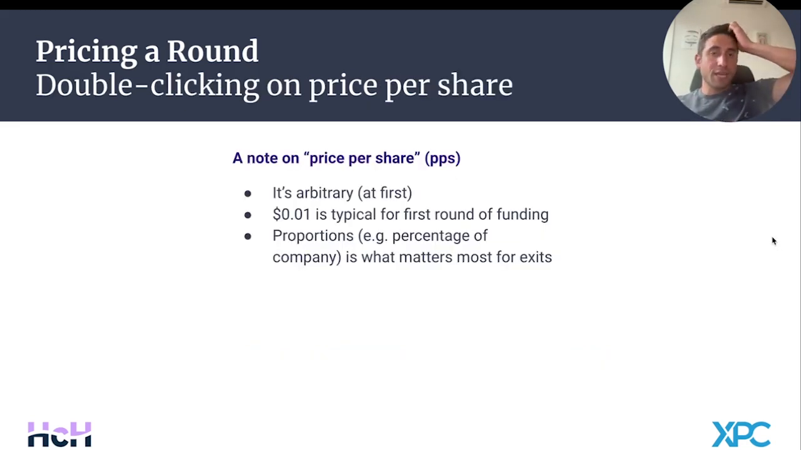So now thinking about price per share. First up, it is arbitrary at first. You just pick a price per share, right? Because it's proportions that matter. Very commonly, the first price per share you'll select is 0.01. Could be 0.1, could be 0.001. It actually doesn't matter because the proportions of the company is what matters. What this drives is how easy or hard the math is.